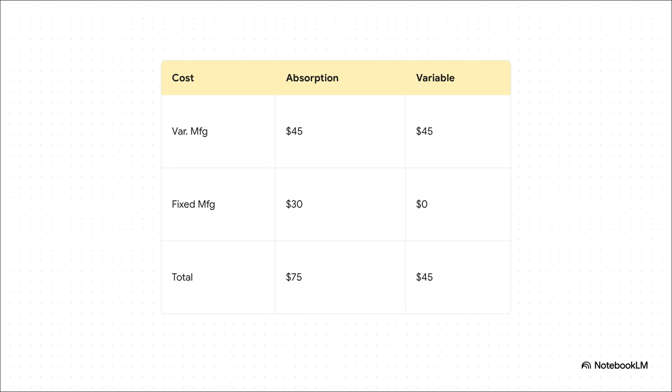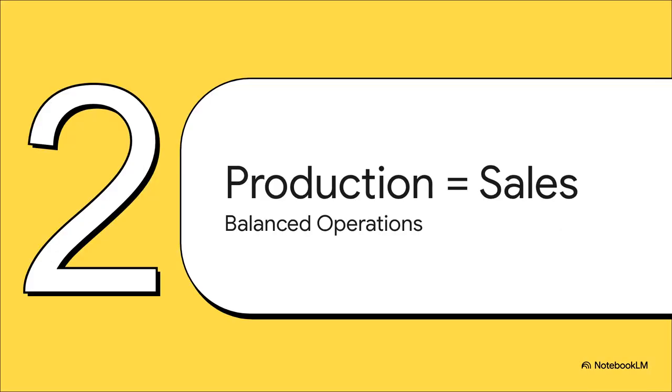Since 20 units went unsold, you take those 20 units, multiply them by that $30 of fixed overhead, and boom, that gives us exactly $600. Under absorption costing, that $600 is just hiding on the balance sheet in ending inventory. But under variable costing, it was already totally expensed on the income statement. Which brings us to part 2.